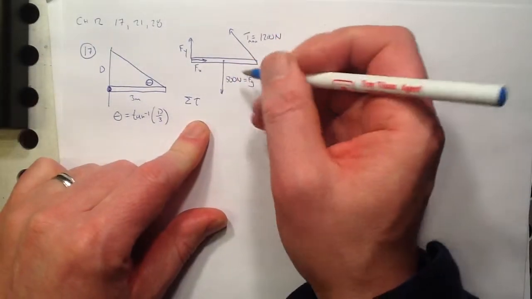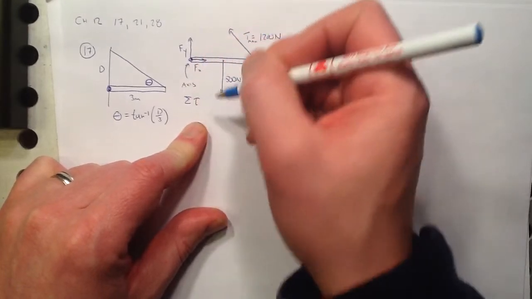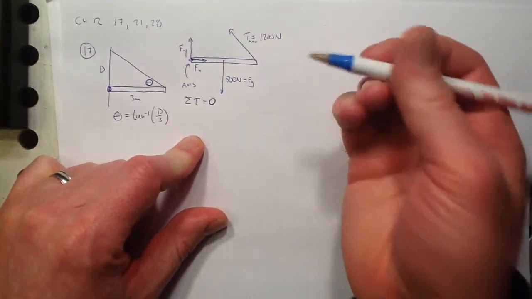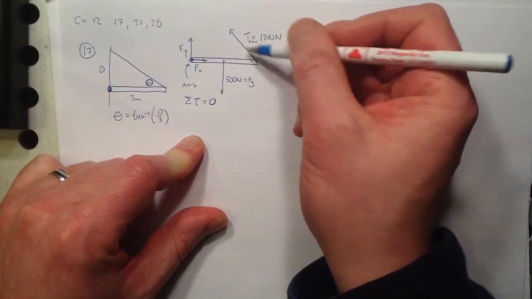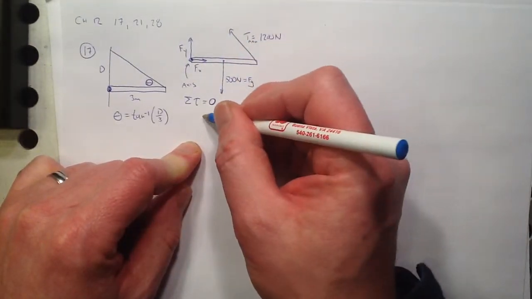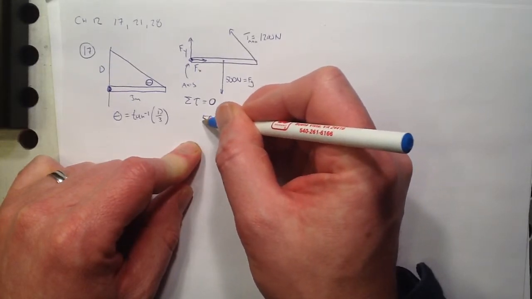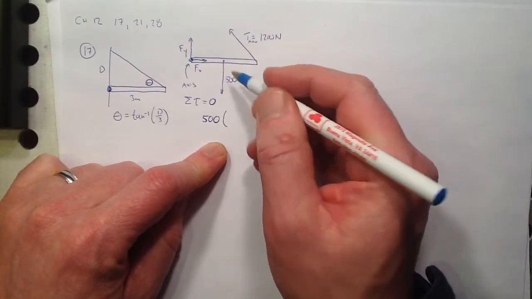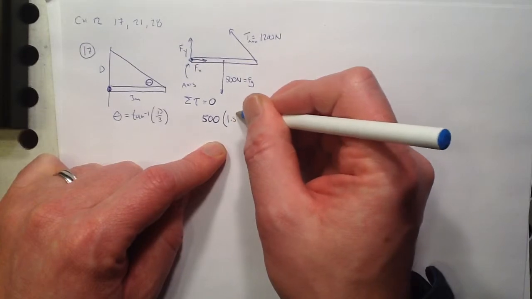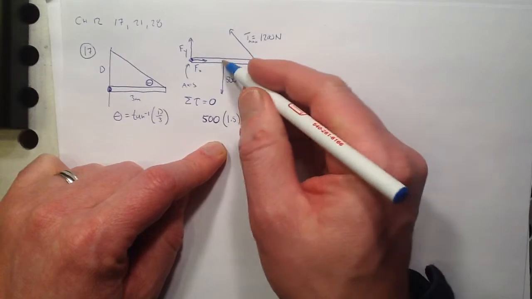Alright, so the net torque here, if I pick this to be the axis, is 0, because it's not rotating. Therefore, this torque and this torque must be equal. So this torque here would be 500 newtons of force times the radius where it acts, that's half the distance, so that would be 1.5 times the sine of the angle that it acts at. It's at 90 degrees.